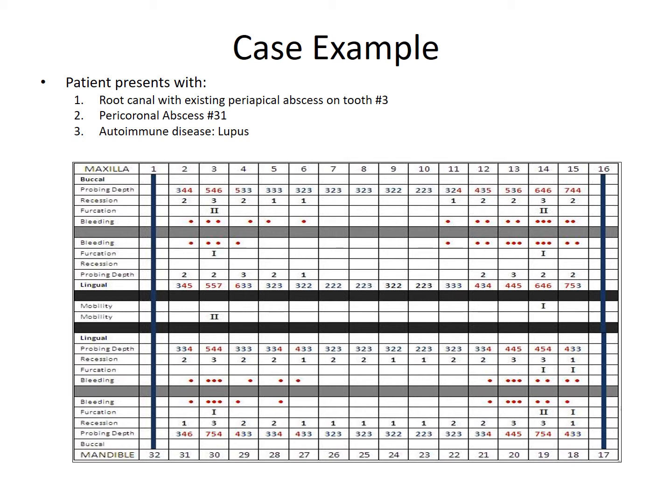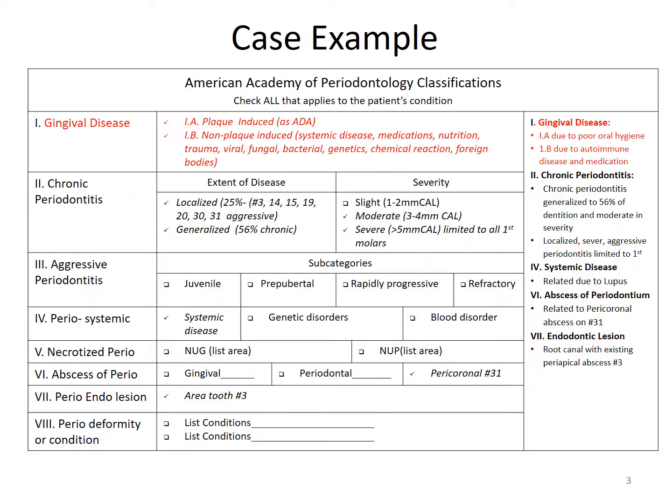In the dental history, number 3 presents with an existing periapical abscess, and on tooth number 31, a pericoronal abscess is documented. The patient suffers from lupus, which is an autoimmune disease. Select the appropriate descriptors for your patient's AAP periodontal classification based on the information provided in the periodontal charting and brief medical and dental history.